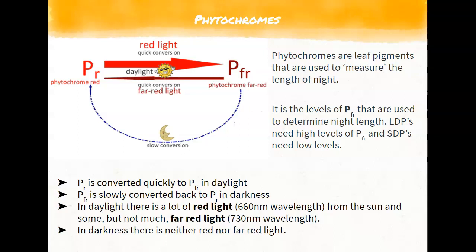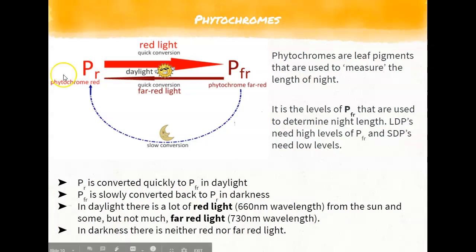We care about this because phytochromes change from phytochrome red to phytochrome far red. So from here on out, I'm going to refer to these as PR and PFR. PR is phytochrome red, PFR, phytochrome far red. We care about both of them, but we care more about phytochrome far red, PFR. We care about this because that determines the critical level that plants are at to determine if they're going to bloom.